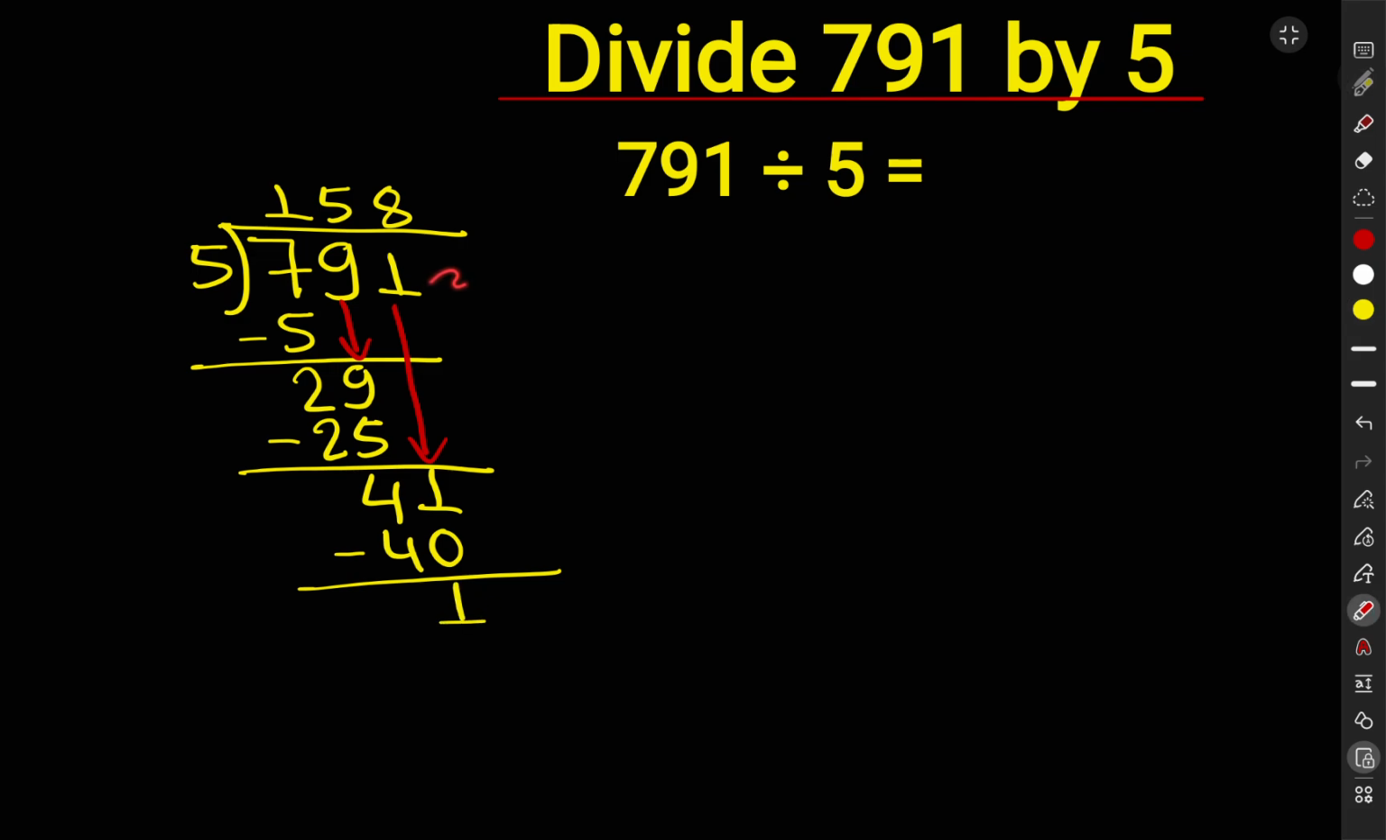So now we have no other number to put down. So we take here a decimal, so that we put 0. So it is 10 and 5 times 2 is 10. On subtracting we get 0. So 791 divided by 5 is 158 decimal 2.